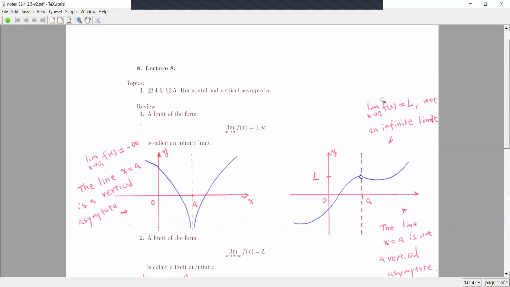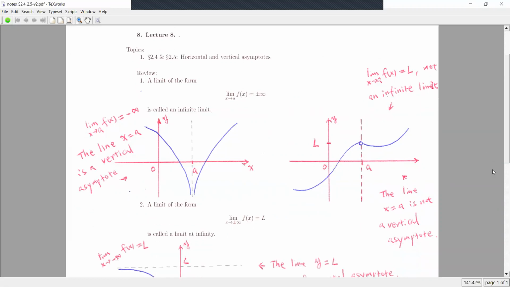A sketch of this limit is here. As x approaches A, the graph approaches this open dot. The height of this open dot is L. Because the graph near the point A doesn't go up or go down to infinity. So this vertical line, this time, is not a vertical asymptote.